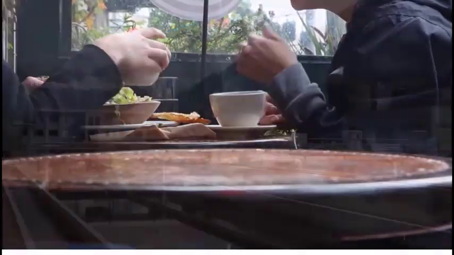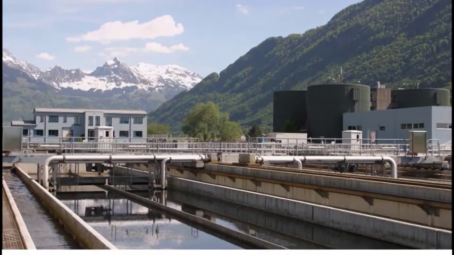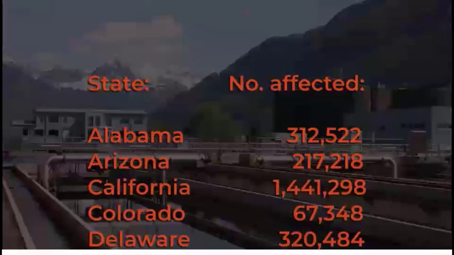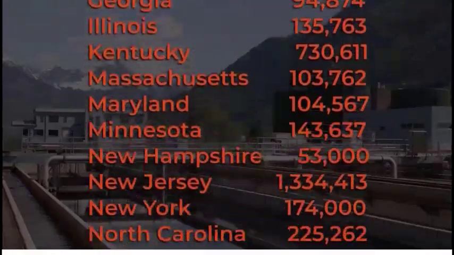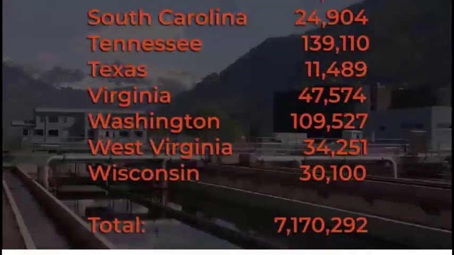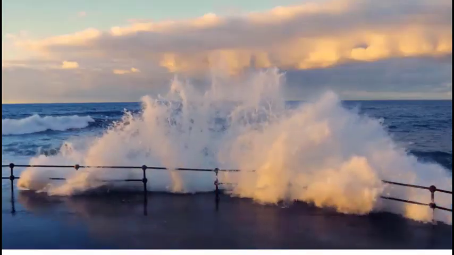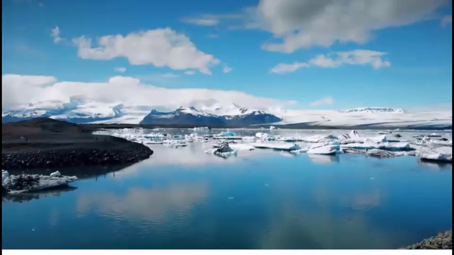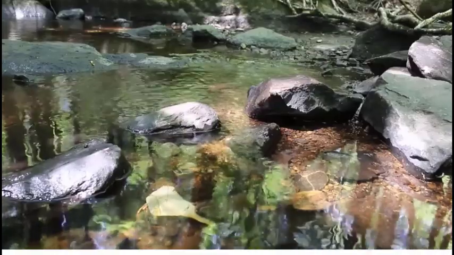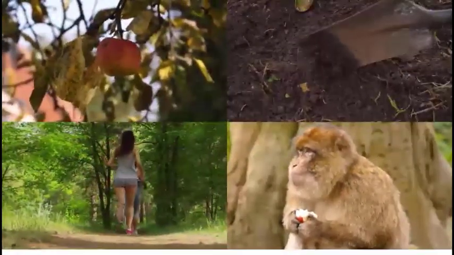To make things worse, these compounds are unaffected by conventional water treatment systems, and as of 2016, at least 7 million Americans' water supplies are tainted with PFASs. And scientists have actually found PFASs in water samples almost everywhere on Earth, as well as in soils, plants, animals, and in 99% of humans.